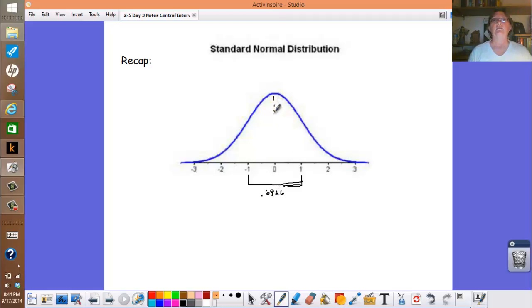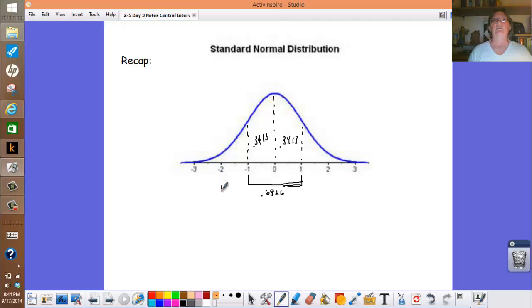I'm going to ask you to do this for me. Draw up your standard normal curve here. Since there is some symmetry, we know that half of that 68% is here and half here. That would make this 0.3413. And so we can say that in the interval between the mean and 1 standard deviation, about 34% of the data resides there.